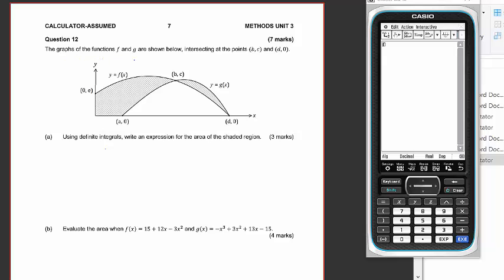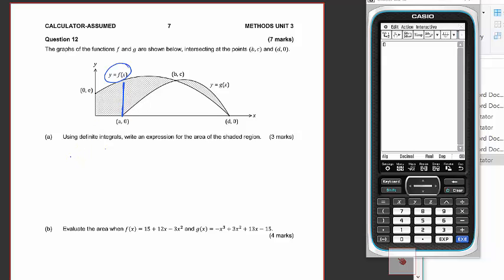Graphs of the functions f and g are shown below, intersecting at the points b, c and d. Using definite integrals, write an expression for the area of the shaded region. If we look at this bit here, it only involves f. G comes down here, so it's not the area trapped between the curves there. But from A onwards, it is the area trapped between the curves.